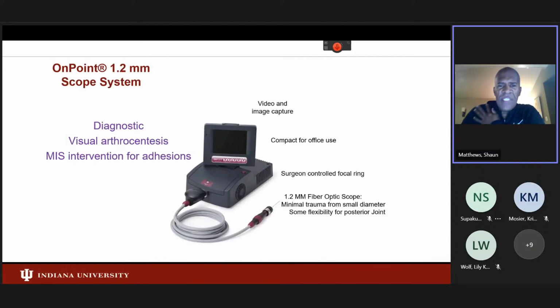So this is an example of one of the arthroscopes that I use. It's small. It has an internal diameter of 1.2 millimeters, so it's very small, similar to the needles that we use when we're drawing blood. This is the base unit shown here with a monitor, which you can review when looking at the internal anatomy of the joint. This is a fairly new scope called the on-point scope, and it gives very good internal anatomical detail of the jaw joint.